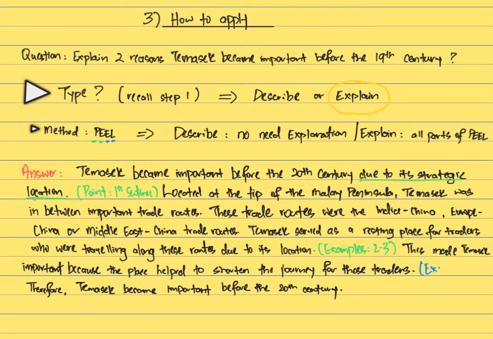So the explanation over here focuses on the word why. So the reason is it helped to shorten the journey for the traders. And then of course, the last sentence, therefore Temasek became important before the 20th century. This is typically the link, or rather we call it the closing sentence.